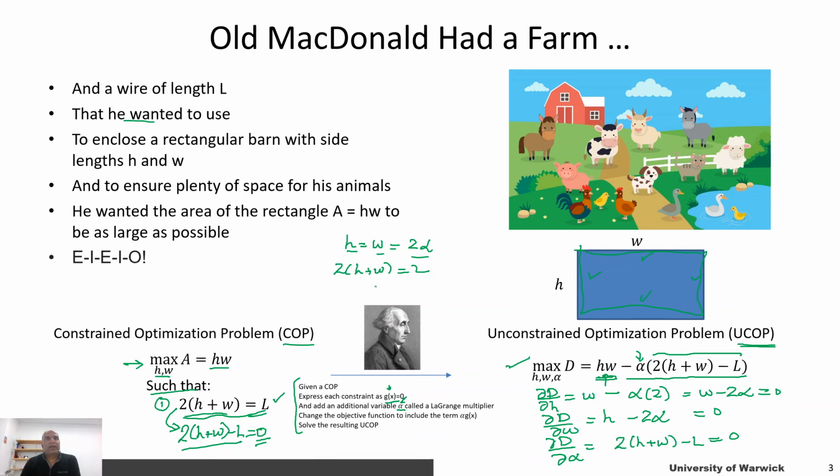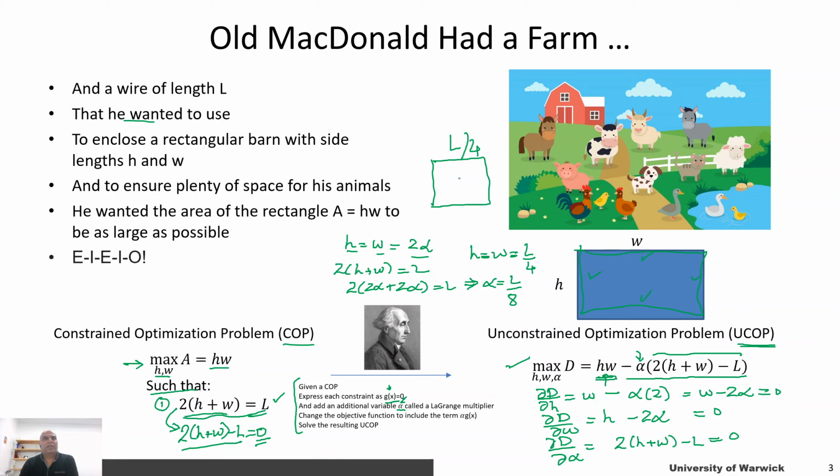Okay, and then we can work out the length of each side of the square by simply solving these 2 equations. If we substitute this over here, we get 2 times 2 alpha plus 2 alpha equal to L, which implies alpha is equal to L by 8. And what that means is that h is equal to w is equal to L by 4. So the rectangle he would make is going to be a square if he wants to use all his wire length, and each side of this square is going to be of side length L by 4.